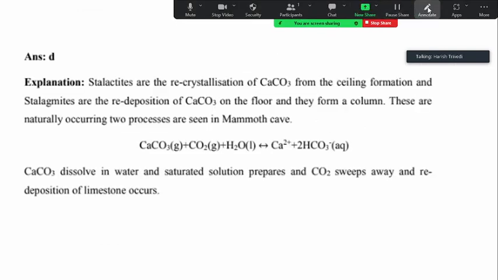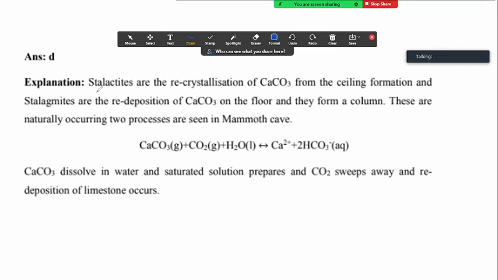Okay, so this is the explanation. Stalactites are recrystallization of CaCO3 from the ceiling formation. When it drops like that, some CO2 will be swept out from here, and it will make a structure like that. So it is known as stalactites.